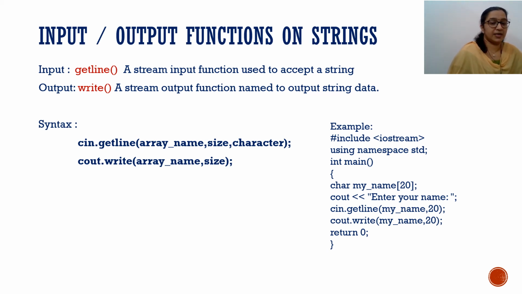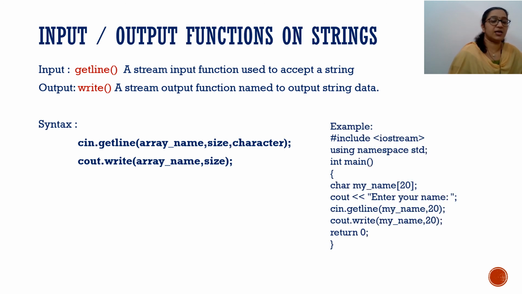Just see the example here, #include <iostream>. See, there is no stdio header. iostream itself we used here. Character myname of 20 size. Then cout, enter your name, the prompt is given. cin.getline, myname comma 20 size I put there. I didn't use any character there, so it's optional. If you want to specify it, we can use it. Then cout.write, same like myname comma 20 size. So what we stored in myname, we will get through cout.write on the monitor.